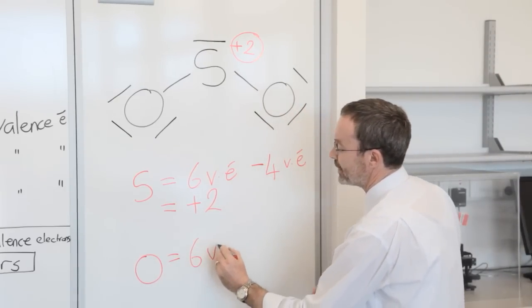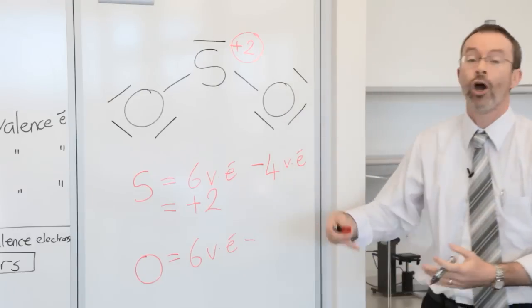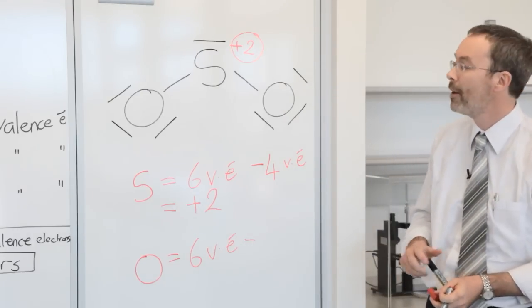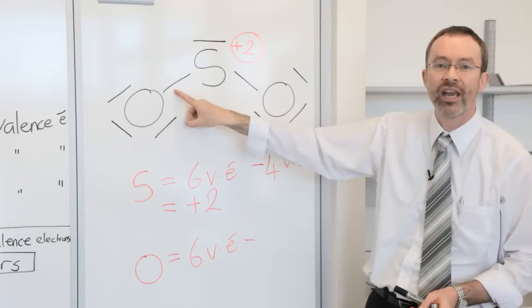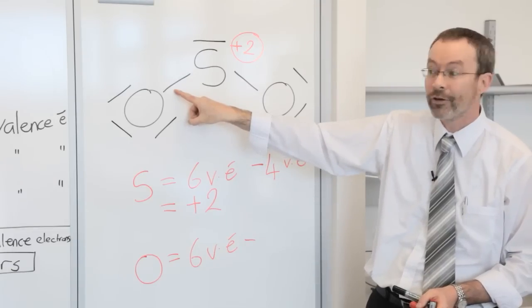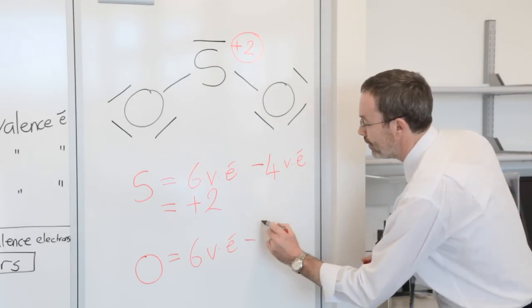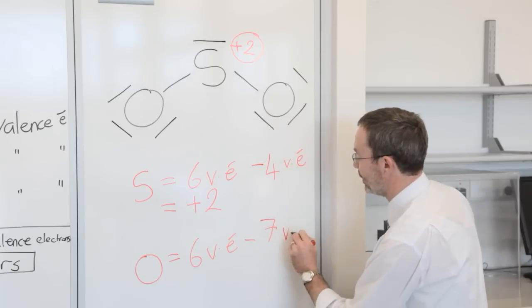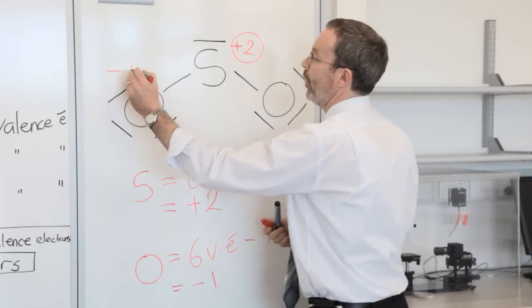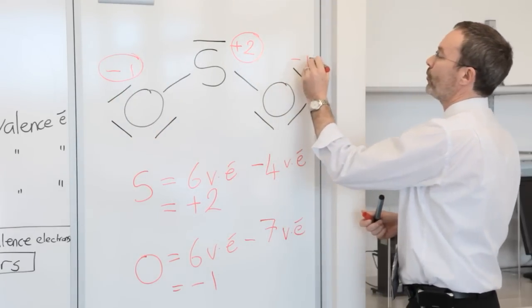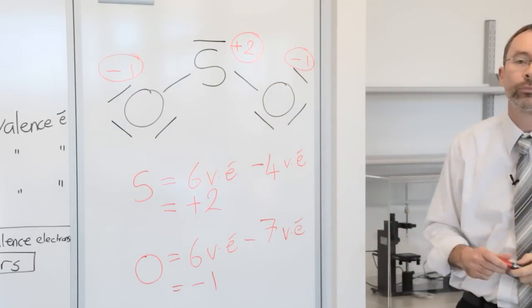We start off with 6 valence electrons, being the isolated atom to begin with. And then if we look here, we have 2, 4, 6, and we're sharing 1 in this bond, 7. So 6 minus 7 means that we will have a formal charge of -1 on this oxygen atom and -1 on this oxygen atom.